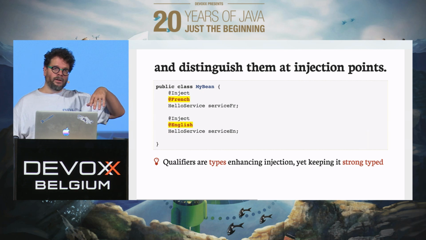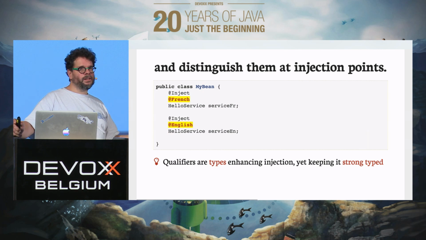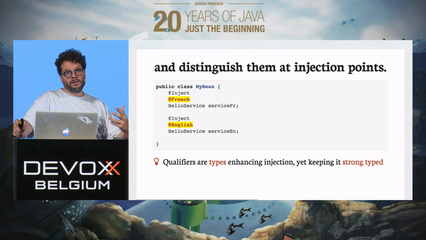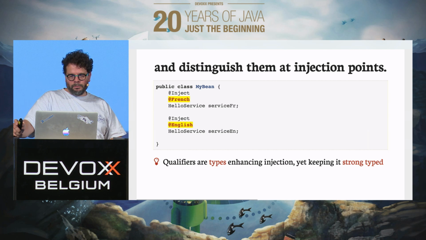So I can have both implementations of the same interface, inject the interface, and have a solution to remove ambiguities between both services. Here, I use the @French, @English at the injection point. But as we are using annotations, and annotations are types, we keep the concept of strongly typed injection, because we are adding extra information, but this information is also a type.